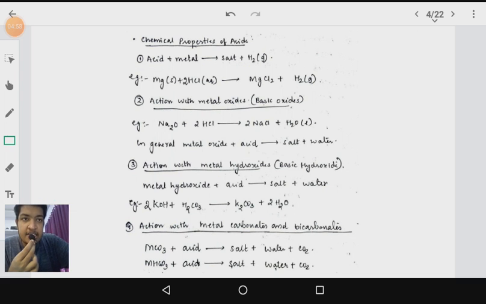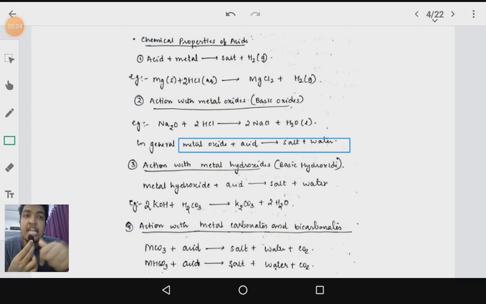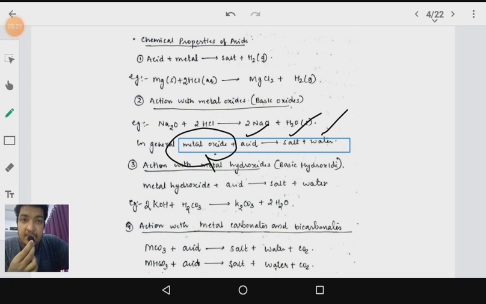I'll just highlight it. This is the equation that we are getting: metal oxide plus acid gives salt plus water. In previous classes, we have studied neutralization reactions. A neutralization reaction is a reaction in which an acid reacts with a base to form salt and water. So here you can see an acid, here you can see salt, and here you can see water. So this metal oxide is nothing but a base. So we can conclude that metal oxides are basic in nature.